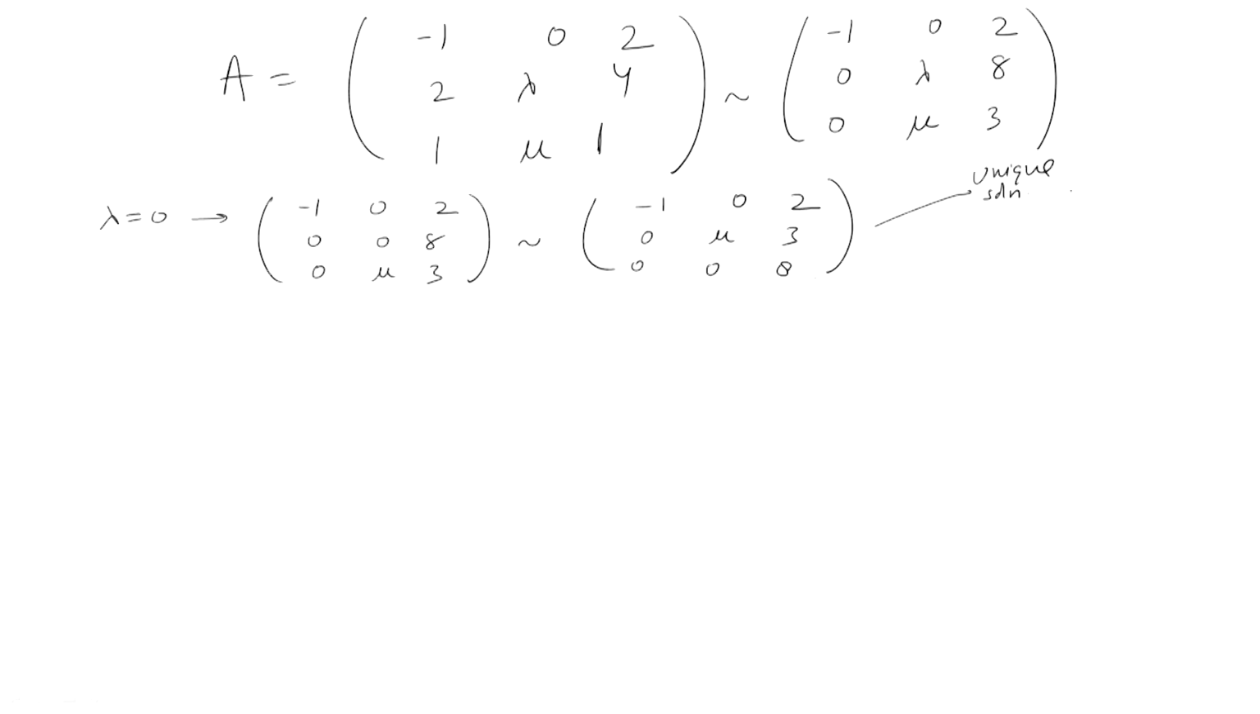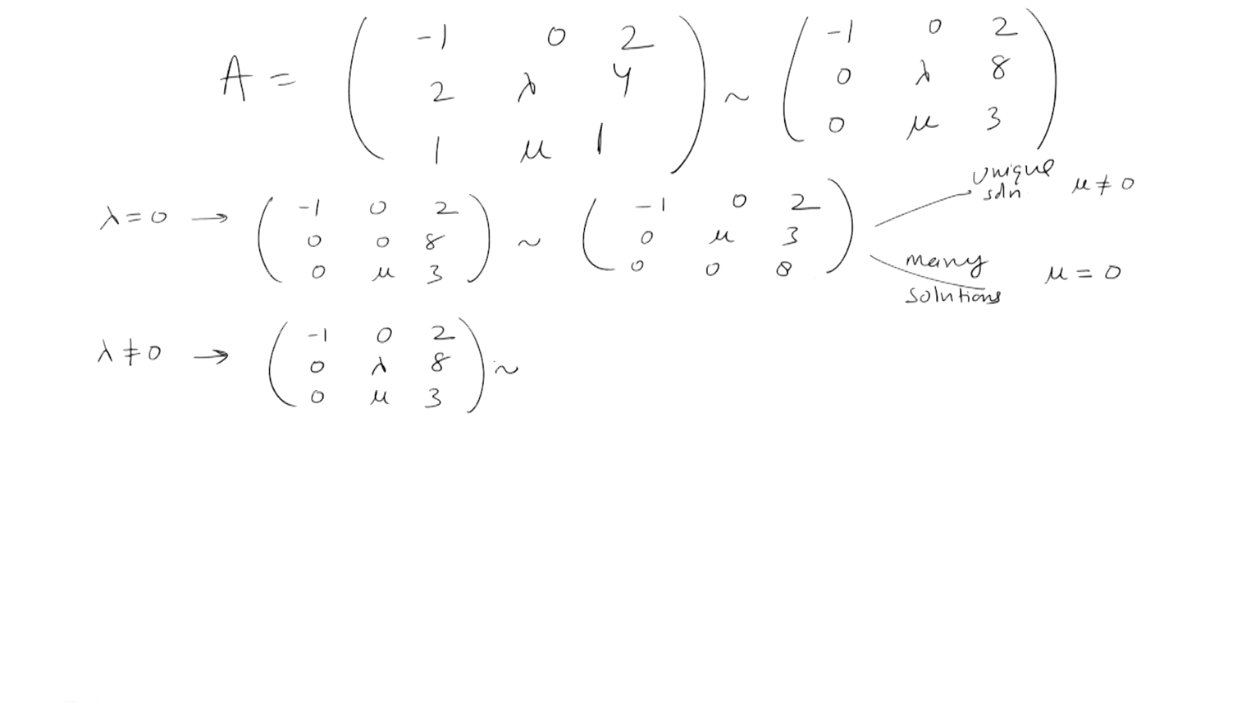Okay. So, mu should not equal to 0 for a unique solution, and for many solutions mu should be 0, because if mu is 0, you can make 0 here with the help of this. So, rank will become 2, and if mu is not equal to 0, rank will be 3. Okay. So, one condition is over. Now, if lambda is not equal to 0, then it will be minus 1 0 2, 0 lambda 8, 0 mu 3.